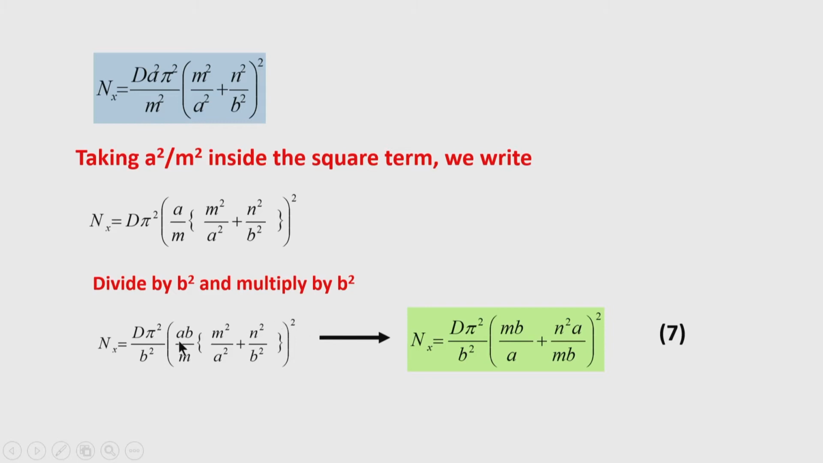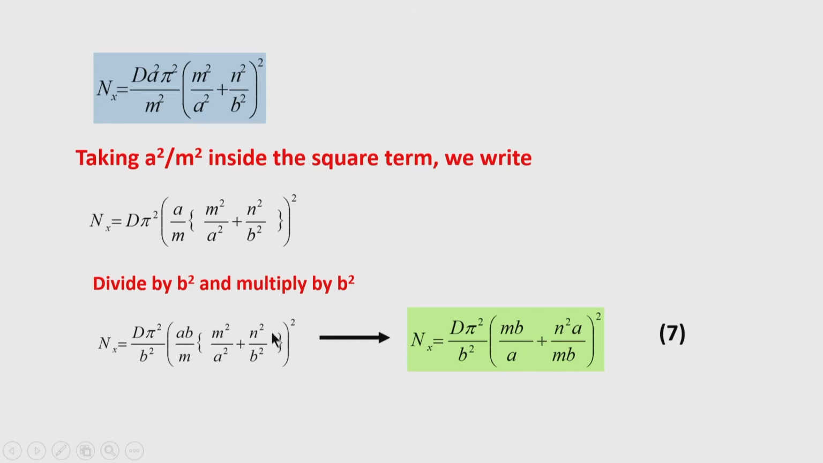Okay. Now, multiply each term inside the bracket. So, we are getting D π² by b² as the coefficient, and then here we are getting, say, if I multiply m² by a² by ab by m, then I am getting mb divided by a.